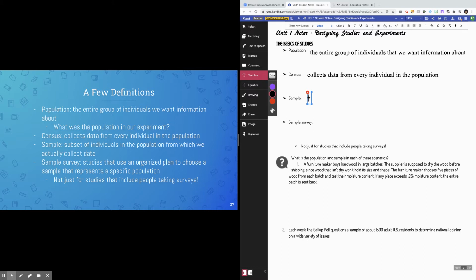Most of the time, what we do as statisticians is we take samples of individuals. I really shouldn't say people, right? Because the individuals could be people, but they could also be cats or pieces of wood, right? Okay, so a sample is a subset of individuals from the population from which we actually collect data. So we choose individuals, hopefully randomly.